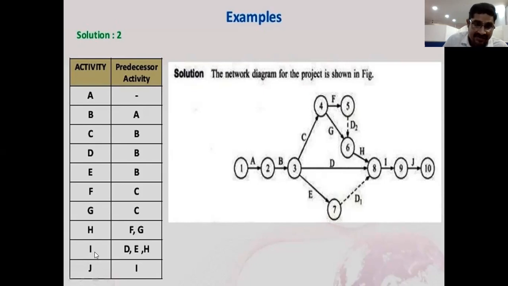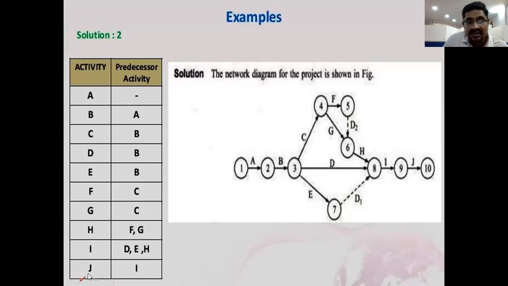Next, we draw the I activity. Here the I activity came from D, E, H. Already we completed D here, and this is E activity and D activity. And next H, here we have this H point. So from D, E, and H, these 3, we will get the I activity. So this is the I activity.